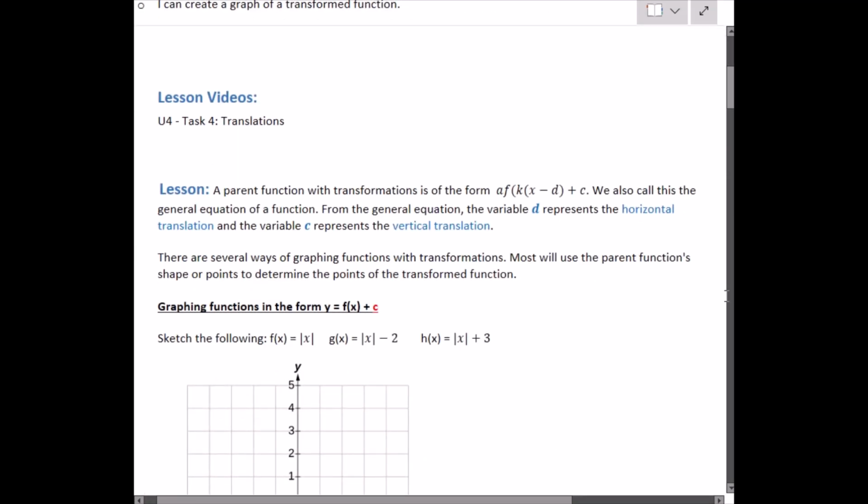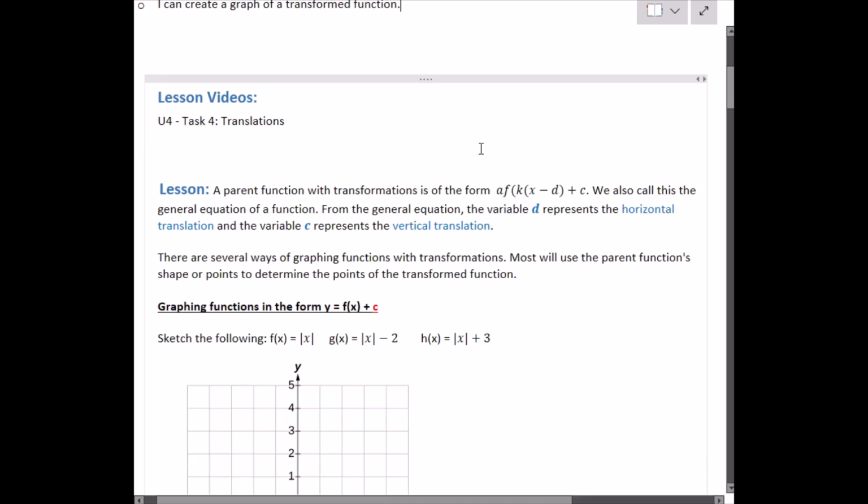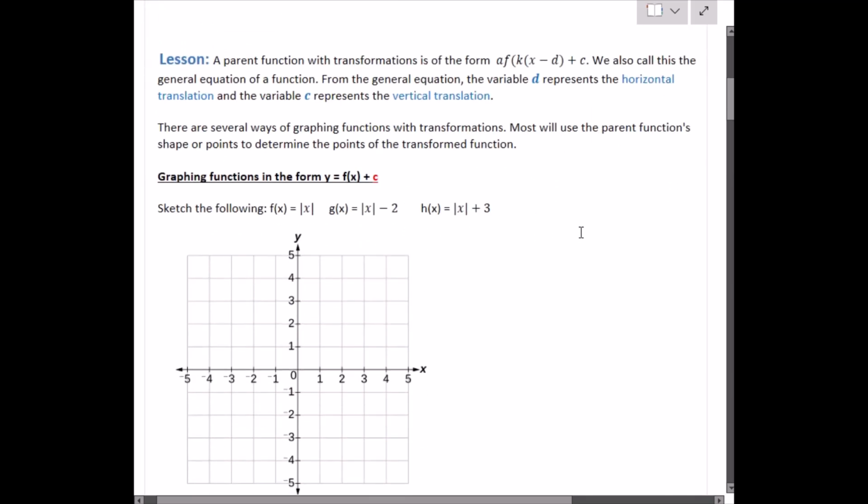So we now know the parent function with transformations of this form, which we call the general equation. From the general equation, a variable d represents the horizontal translation, and variable c represents the vertical translation. Again, we have to remember that horizontal transformations will have the opposite effect. So if d is positive, it's going to move left, and if it's negative, it's going to move right. Now again, there are several ways of graphing function transformations, and we'll be using the table of values of the parent function to do this.